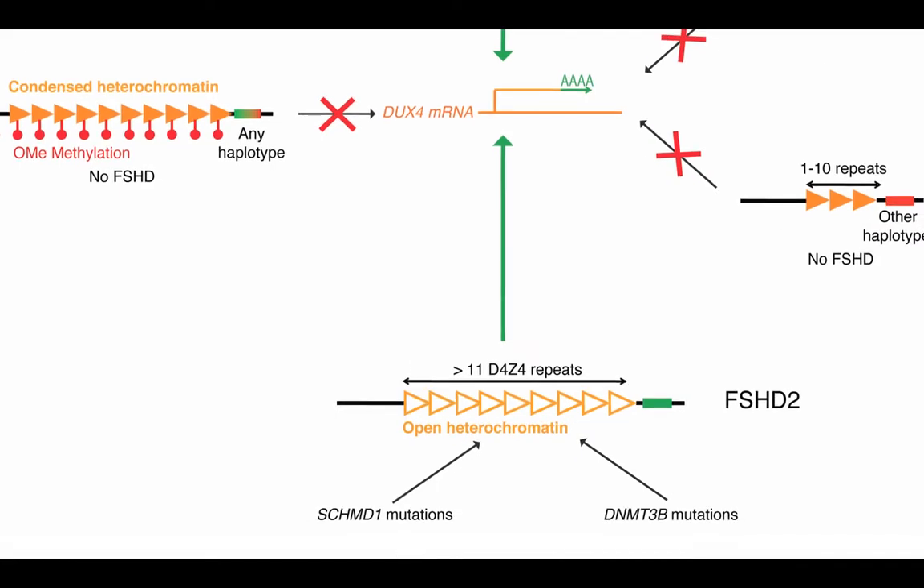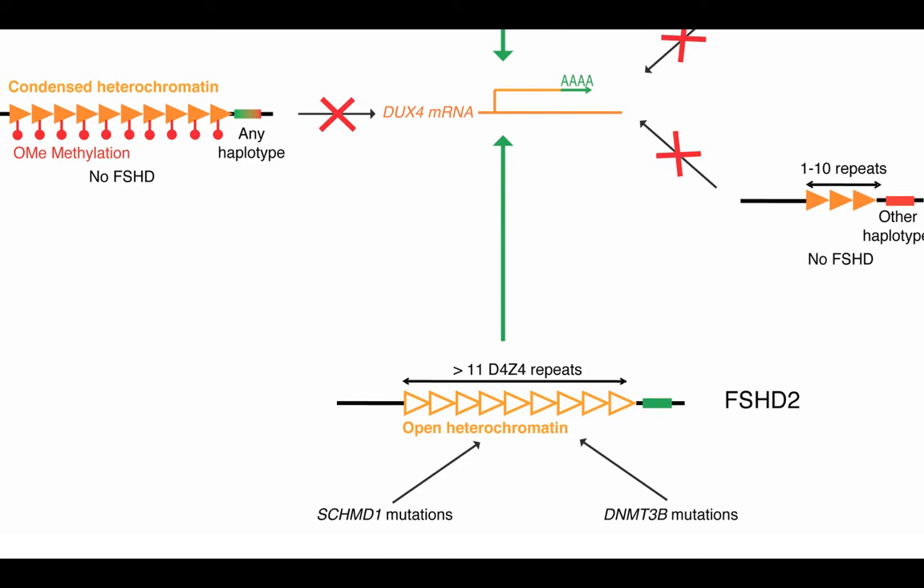There are cases that we call FSHD2, and this affects about 5% of patients with FSHD. In these cases, there are about 11 of these D4Z4 repeats, but somehow they don't get condensed, they don't get packed in and stored away in this industrial warehouse place. And therefore, each of these D4Z4 units could be accessed, and that causes the DUX4 mRNA to be transcribed.